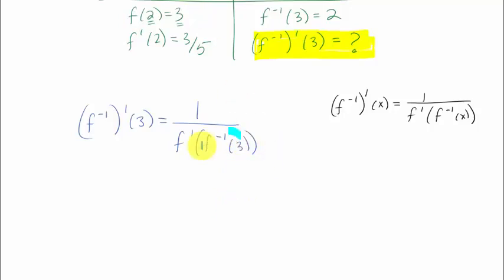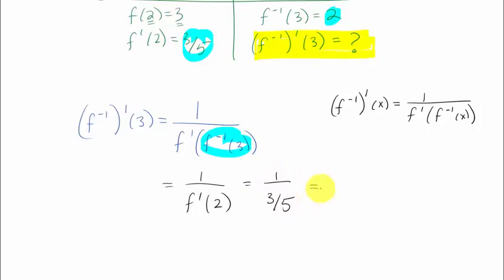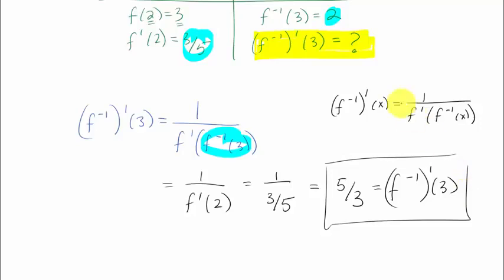We know that f inverse at 3 is equal to 2. So I'm going to rewrite that with a 2. That's going to equal 1 over f prime of 2. And if I look to see what f prime of 2 is, I've got that right here. f prime of 2 is 3/5. So I'm going to substitute that: 1 over 3/5. And if we multiply by the reciprocal, we get 5/3. So this is the answer to the derivative of the inverse at 3. Alright, so we've got our answer. This question mark should be replaced with a 5/3.